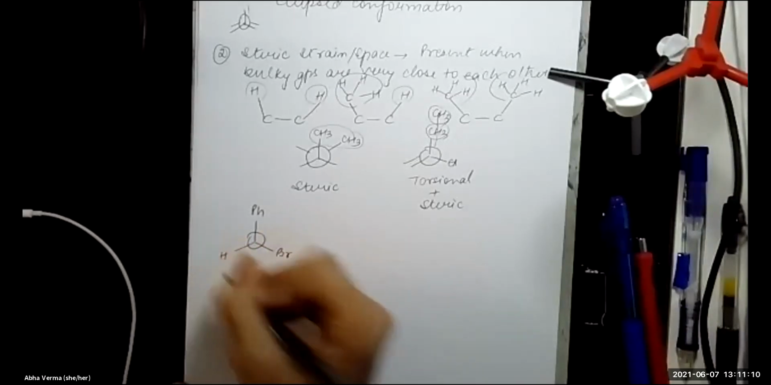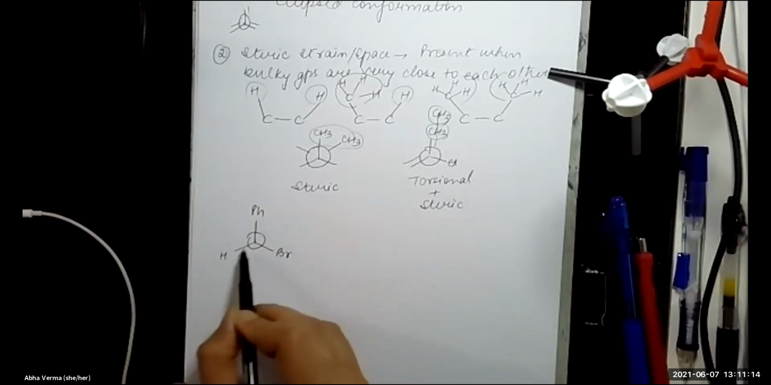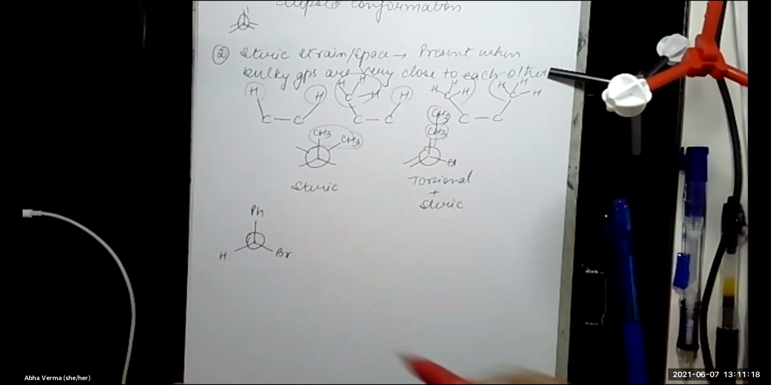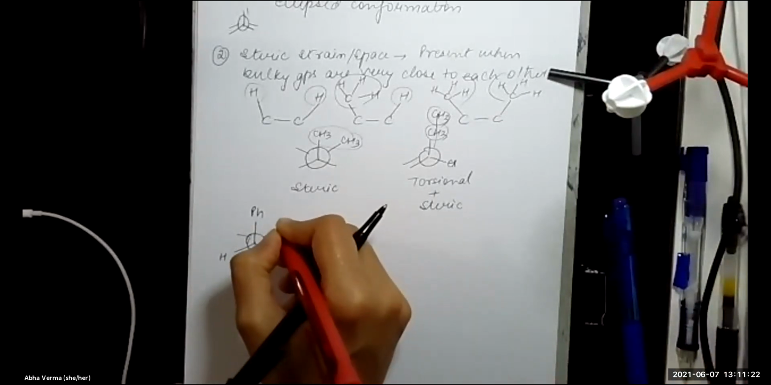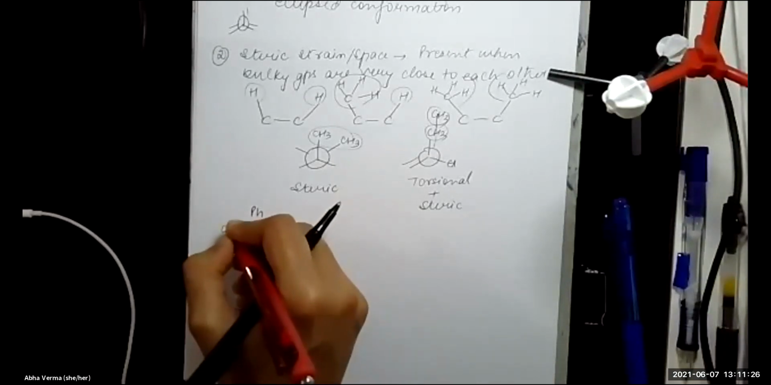Go ahead and start copying these structures. So on my first carbon, I have a Ph, a Br, and a H. On my back carbon, I have a staggered conformation with hydrogen and methyl.